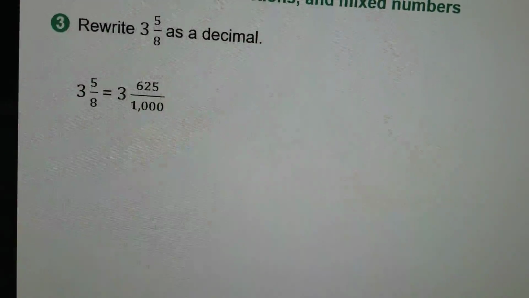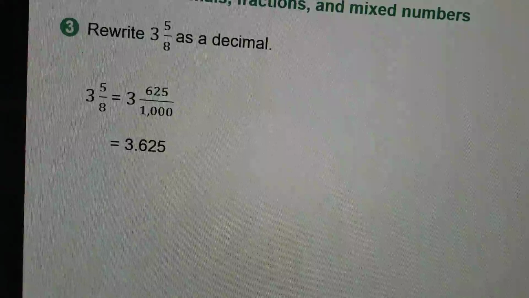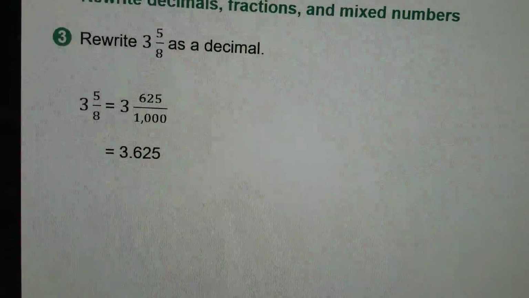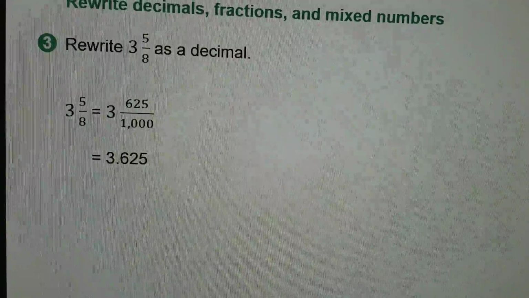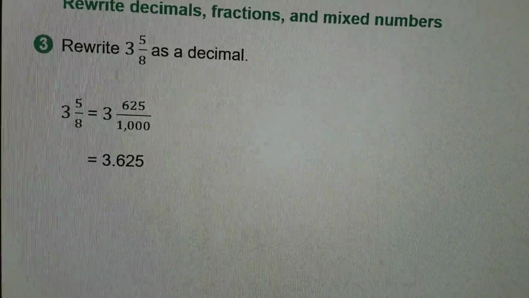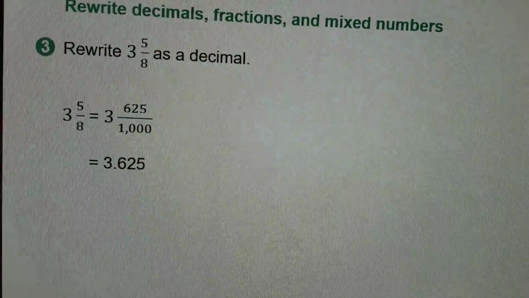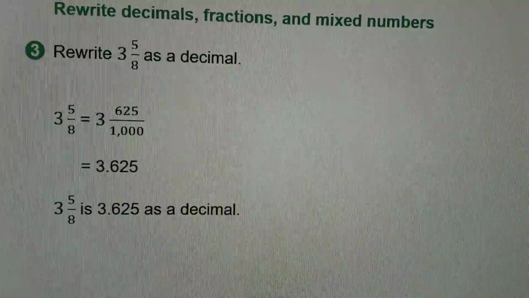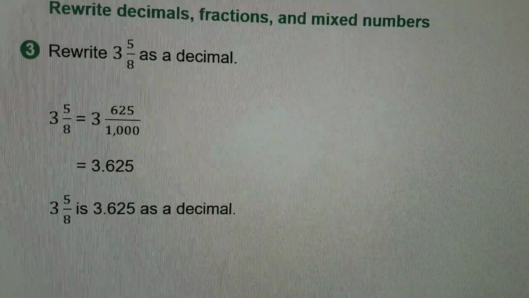I think it's more straightforward than I made it seem. So there I have it, 3 and 625 thousandths as a decimal. So first we change it to a fraction that's equal to 100, and if that doesn't work, equal to 1,000. And there I have it as a decimal. 3 and 5/8 is 3 and 625 thousandths as a decimal.